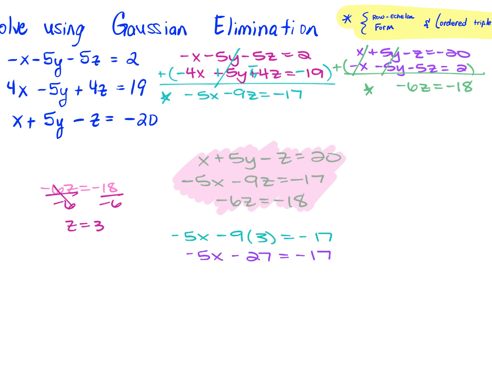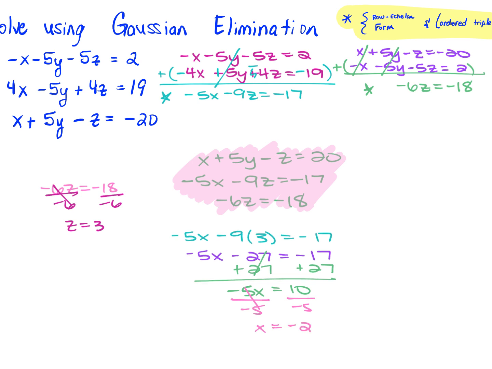Add your 27 over. This gives you negative 5x is equal to 10. Divide each side by the negative 5. And you get that x is negative 2.